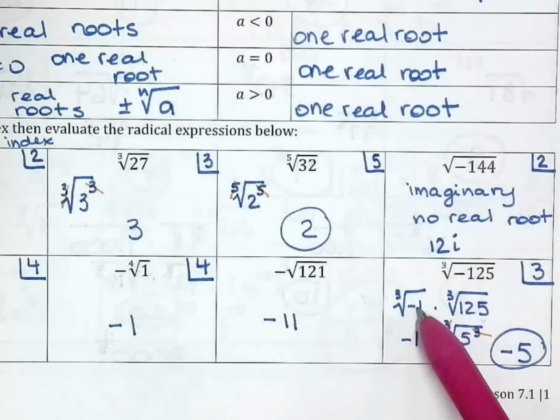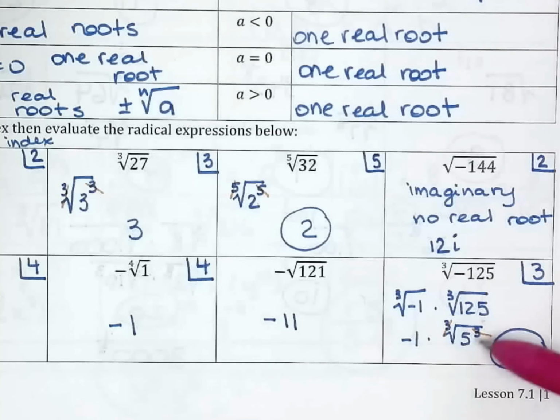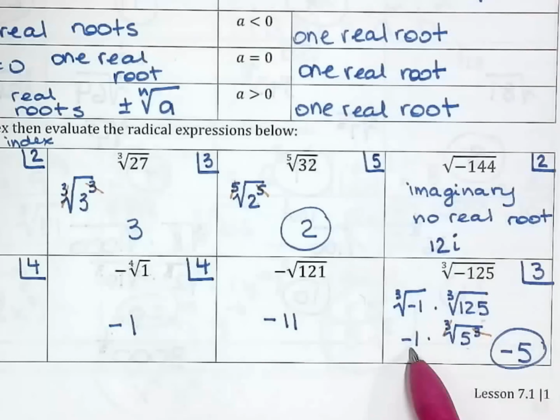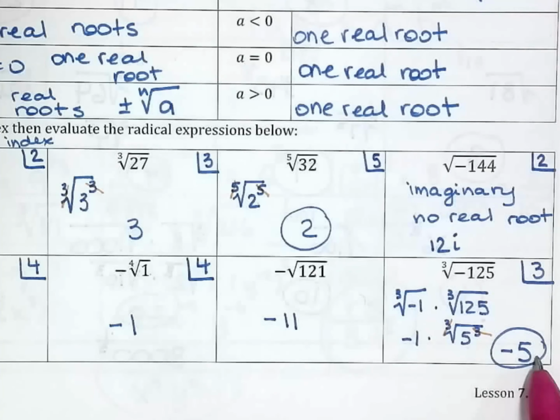So cube root of negative 1 is always going to be negative 1 because it's an odd index right there. And 5 times 5 times 5 is 125. Or I can simply rewrite 5 to the power of 3. Exponent, index, match. That means I can simplify. So this 5 will come out of the root. I have negative 1 times 5 is negative 5.